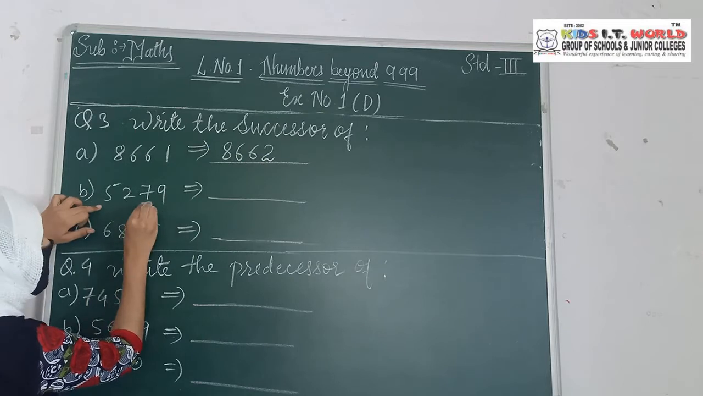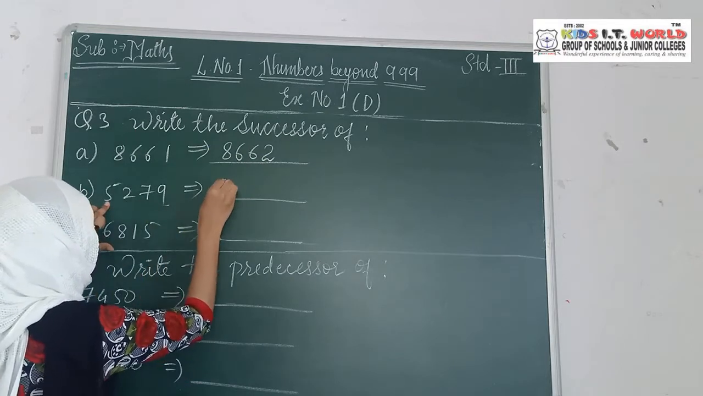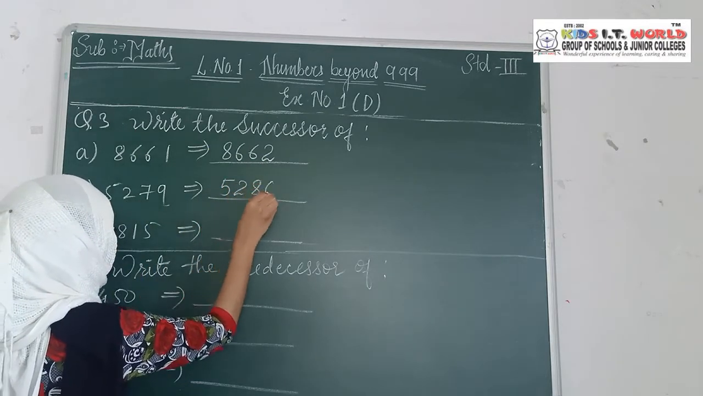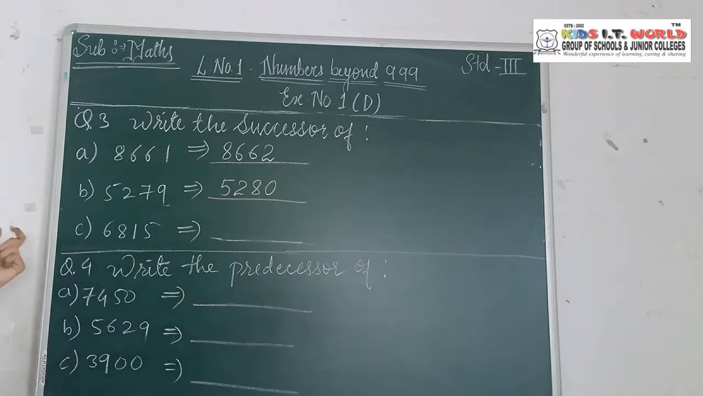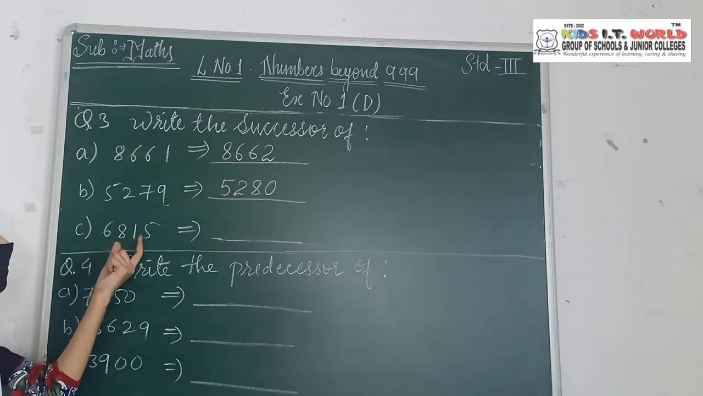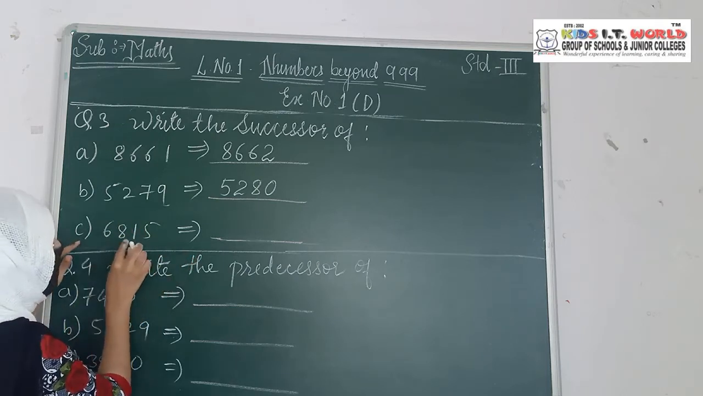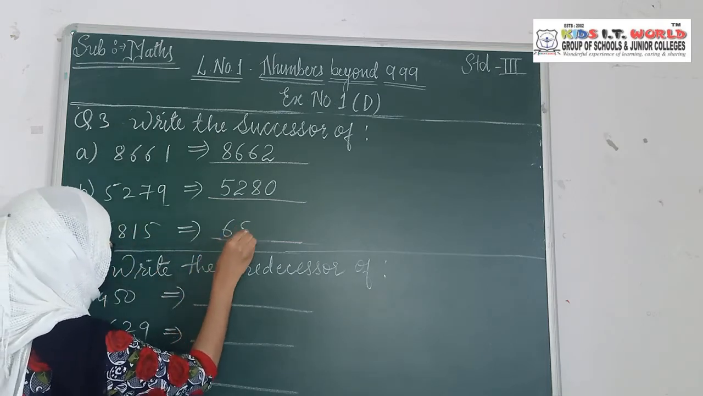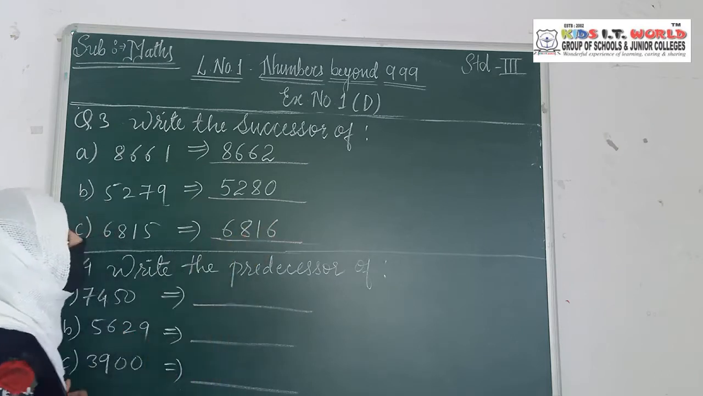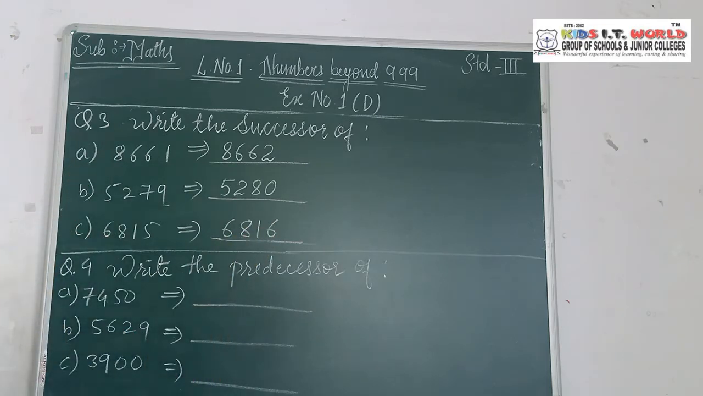So what will be the successor of 79? It will be 5280. The next one, 6815. After 15 which number will come? 16. So what will be the successor of this number? 6816. In this way you have to find the successor of the given number. Now the next question, write the predecessor of the each question. Your predecessor means you have to write the number coming before this number.